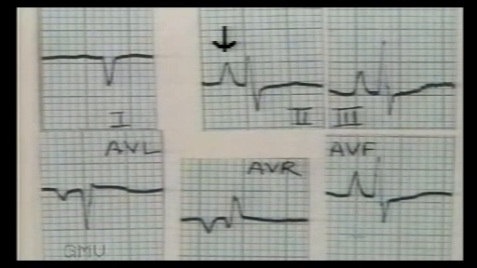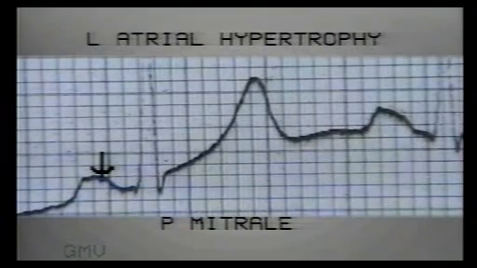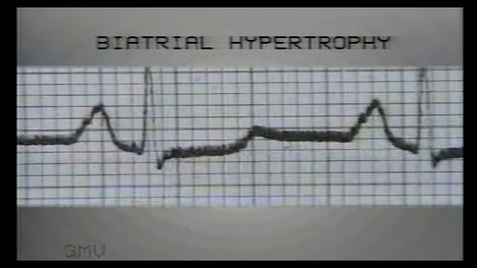This ECG shows tall and peaked P waves in 2, 3 and AVF, typical P pulmonale. This is P mitrale, no notch but 2.5 small squares wide, suggesting left atrial hypertrophy.